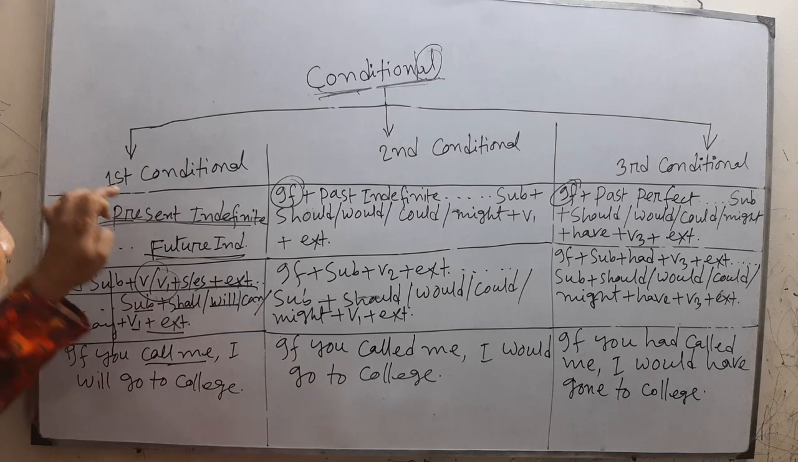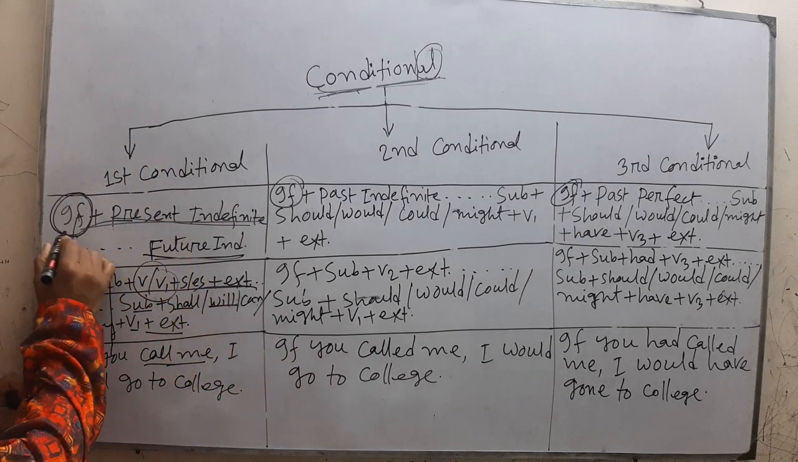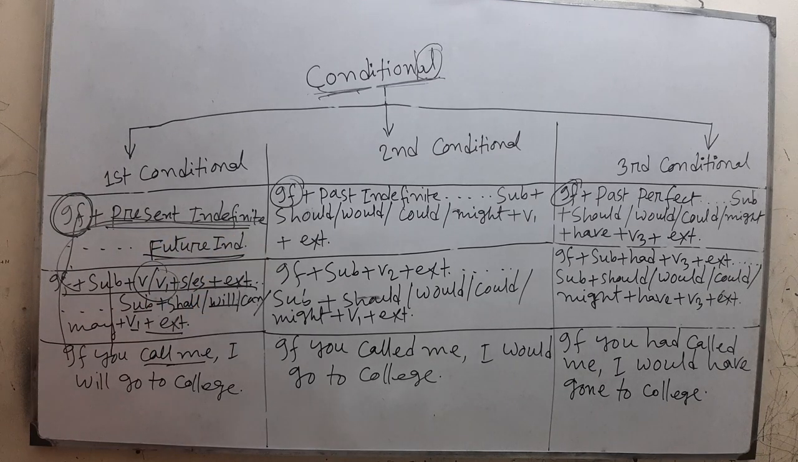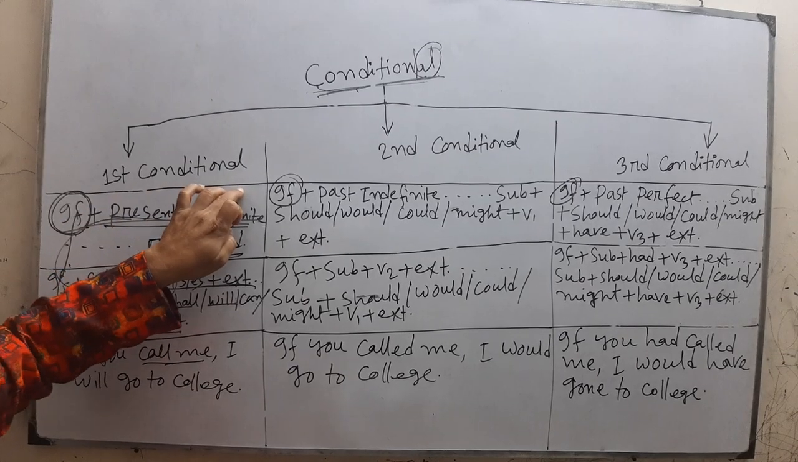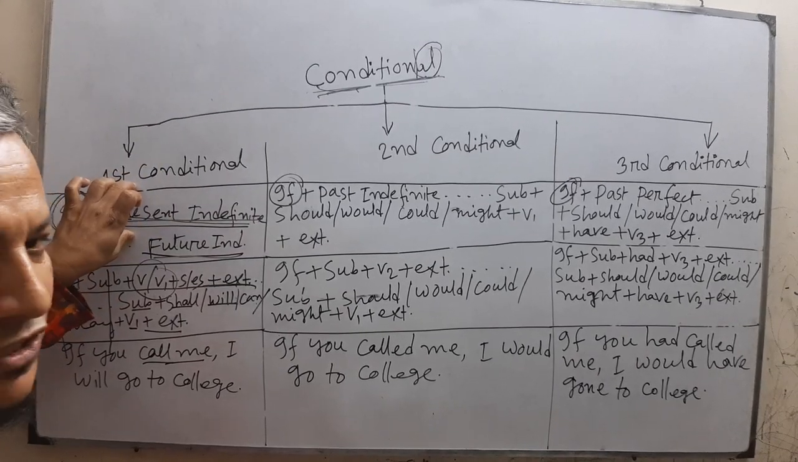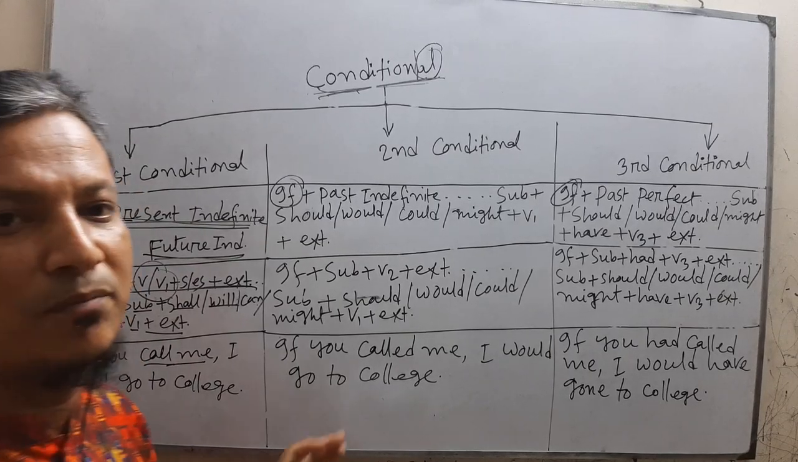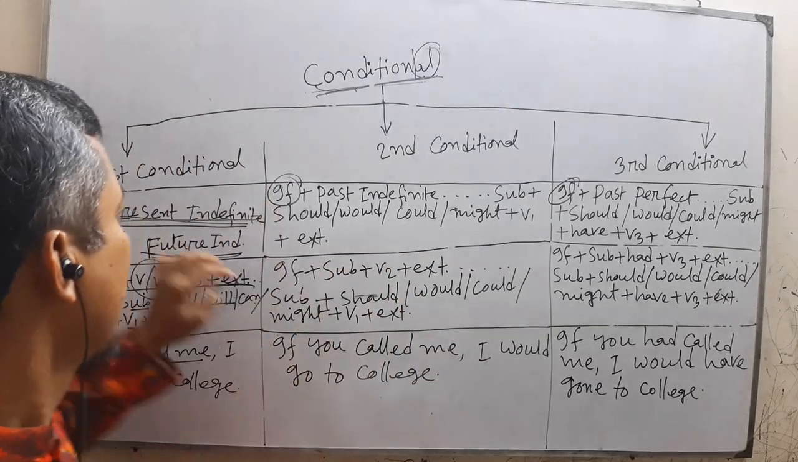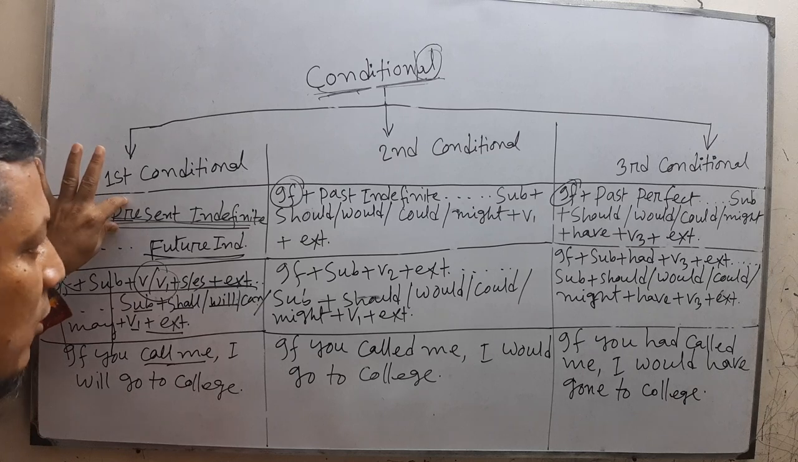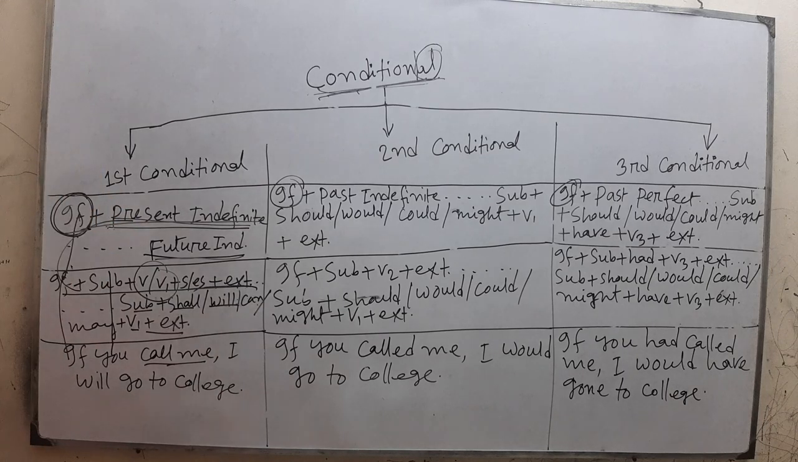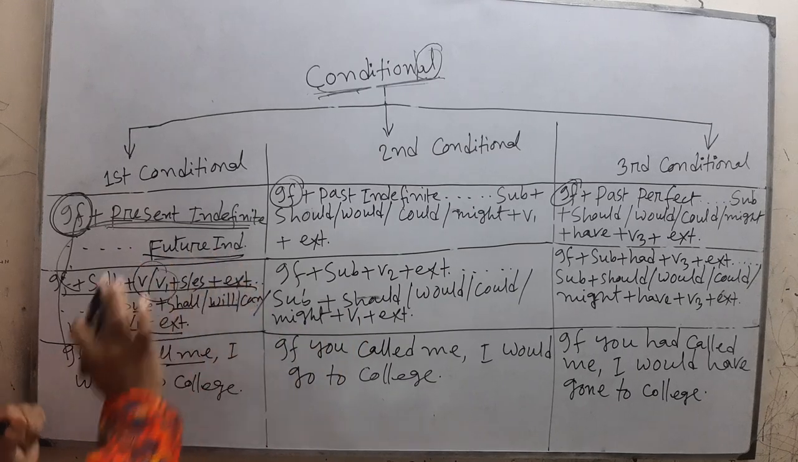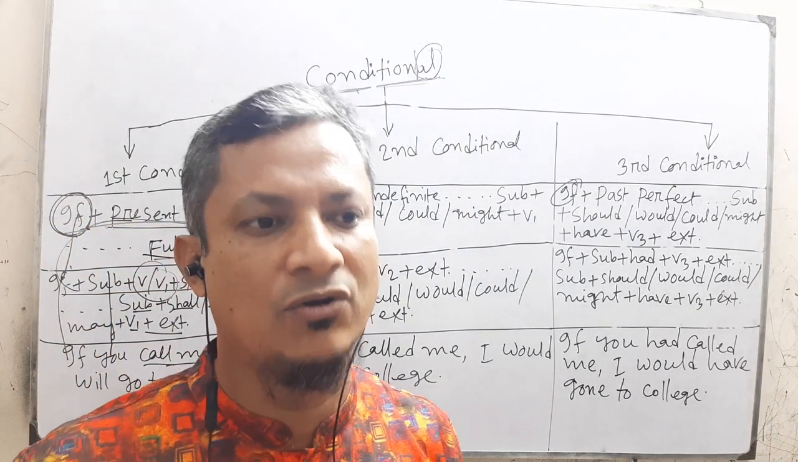Follow me. First conditional: when you get "if" plus a present indefinite tense sentence, it will be first conditional. This is one part of first conditional. As it is related to a complex sentence, I have to make a minimum of two parts. This is one part of the sentence. I have to make another part of the sentence. What will be the other part? The other part will be in future indefinite tense. Am I clear to you, my dear students?